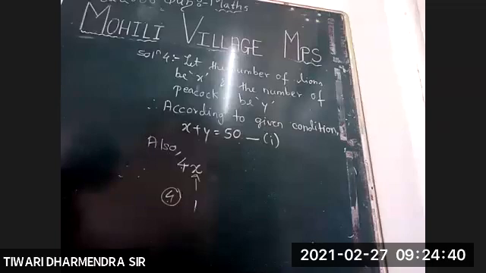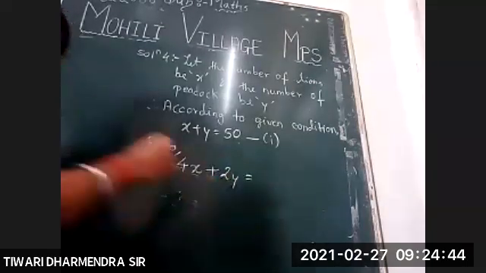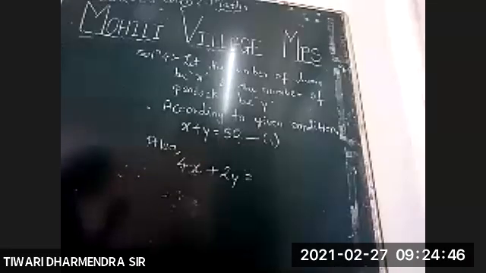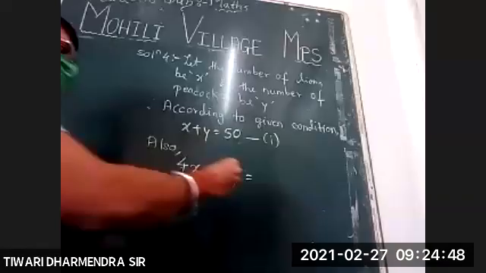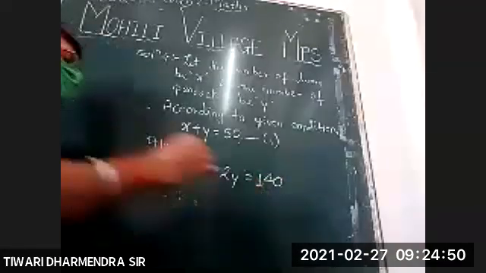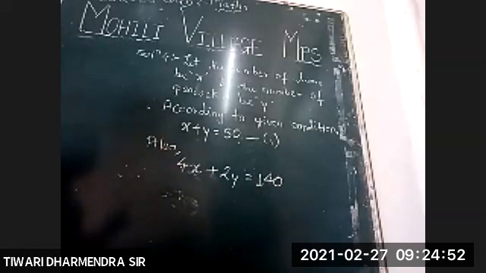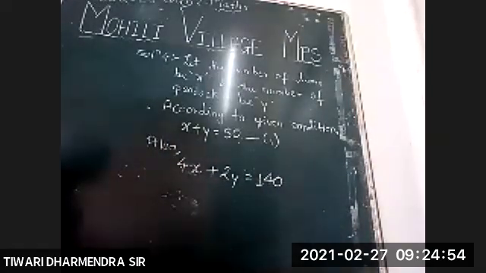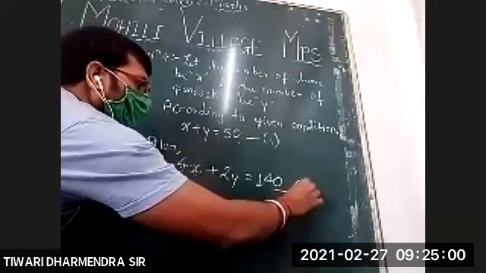So 4X plus 2Y is equal to 140. So we have framed both the equations. This is my equation number 2.